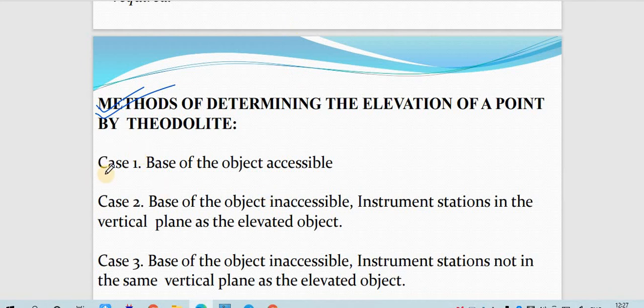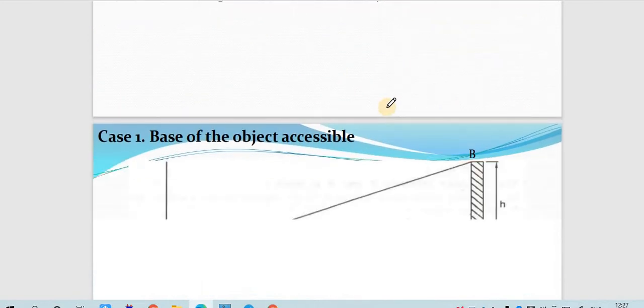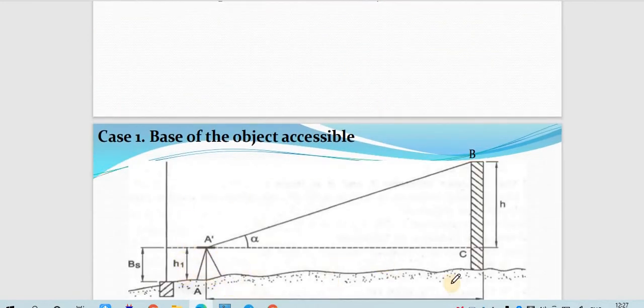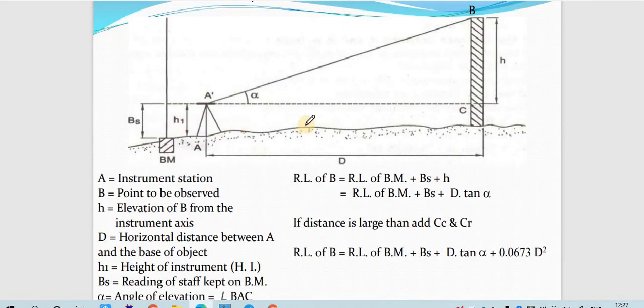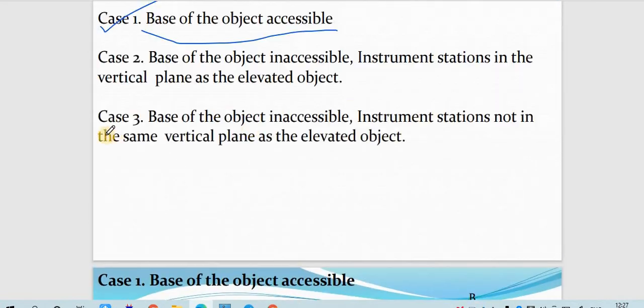One is the case in which the base of the object is accessible. That means you can easily reach the base. In this type of leveling, you can see that from here to here you can easily reach over here. So the base is easily accessible.